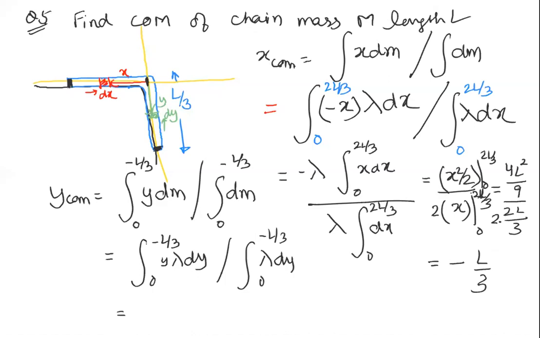Right? Please work this out. Tell me how much this l by 3 one comes out to be. L by 9 will come. Please work this out. Tell me the answer. If I took minus y, then the limits have to be taken as 0 to l by 3.